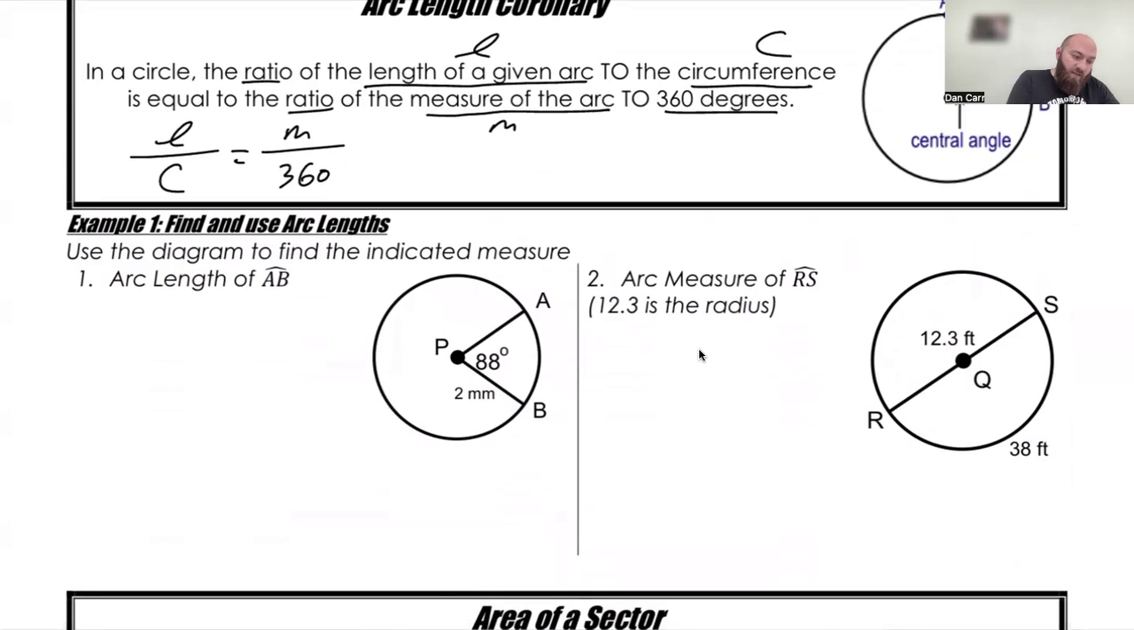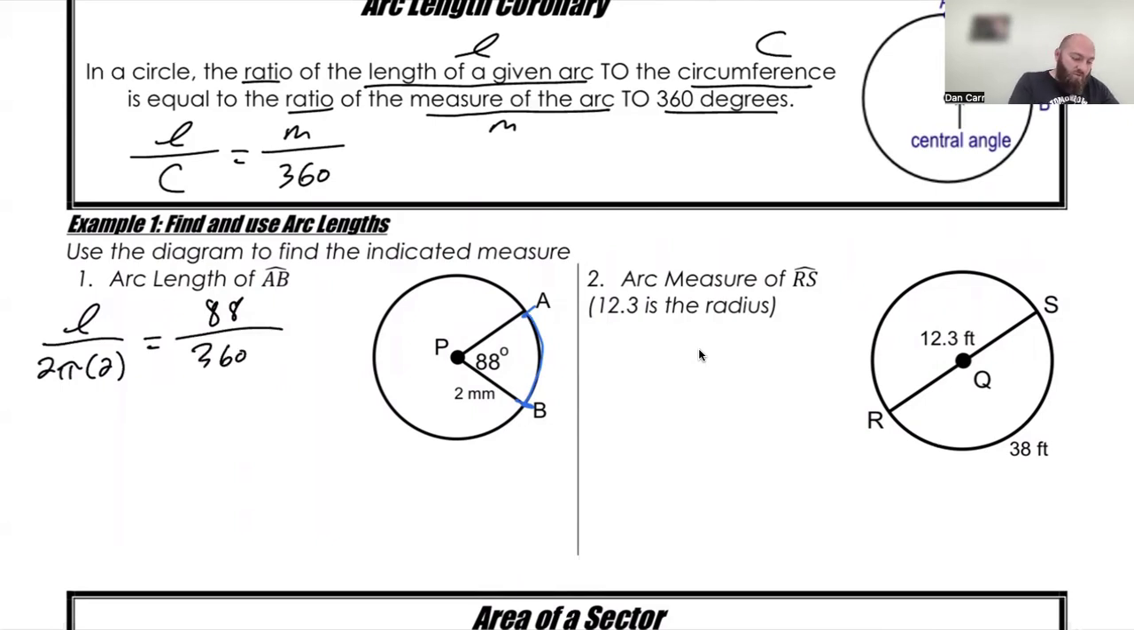We want to find the arc length of AB, the distance going from here to here. Using this setup, the arc length is what we're solving, so I'm going to put L here. My circumference goes underneath, so that is 2 times pi times the radius of 2. The measure is 88 degrees, that's given, and that's over 360.